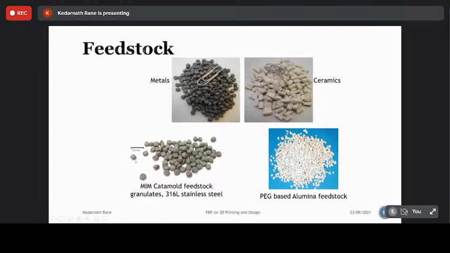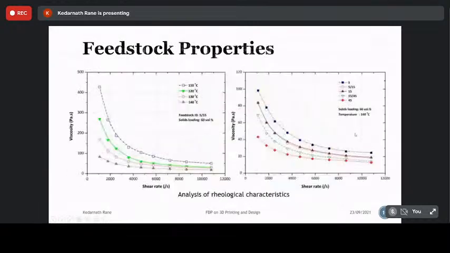When it comes to commercial binder systems, there is another one, Catamold. I'm not going into more detail of the commercial systems, but they have different shapes, like the alumina PEG-based system, where you can see different shapes of feedstock granules. So you have a different variety of feedstock available commercially as well. You can buy it directly from the supplier and use it for injection molding or the EAM process.